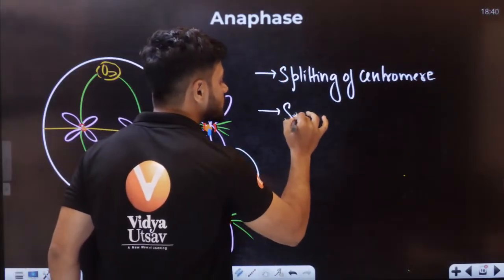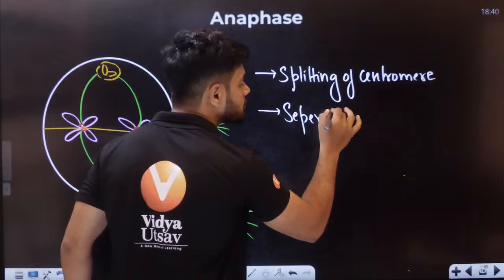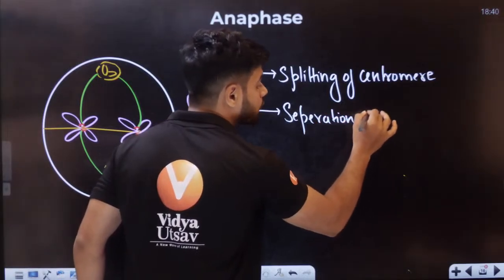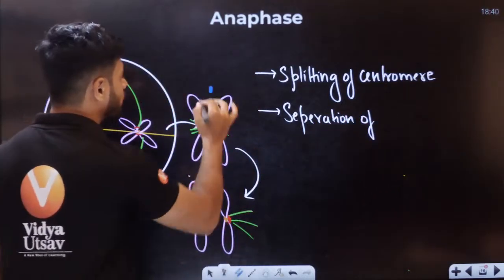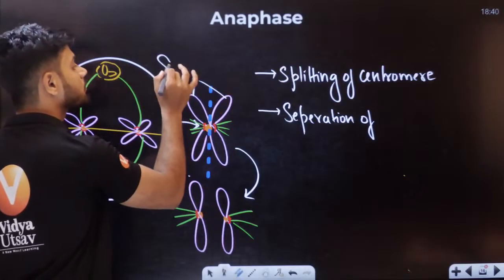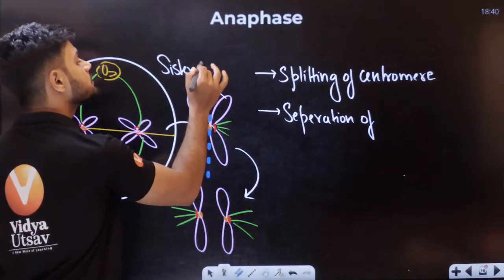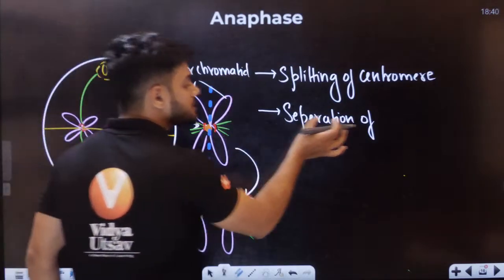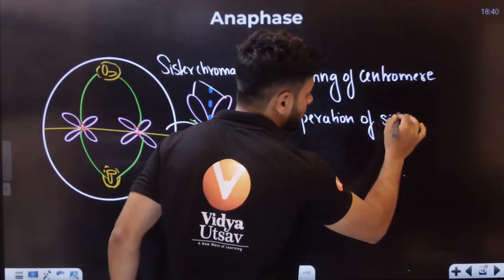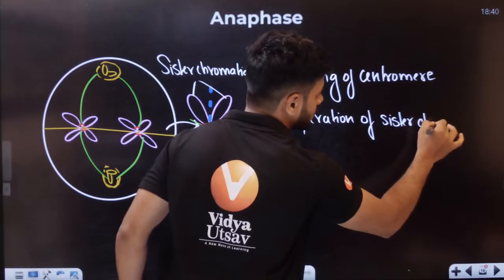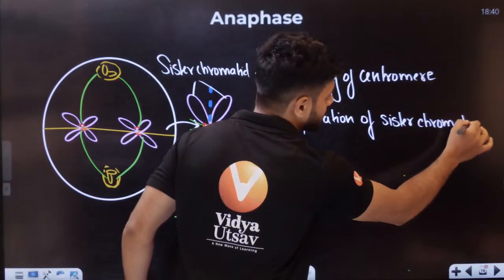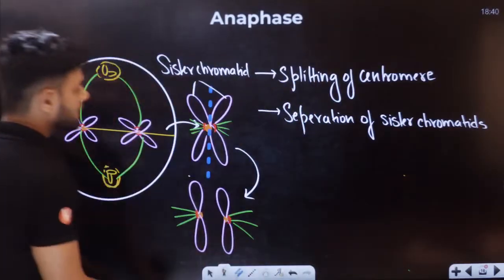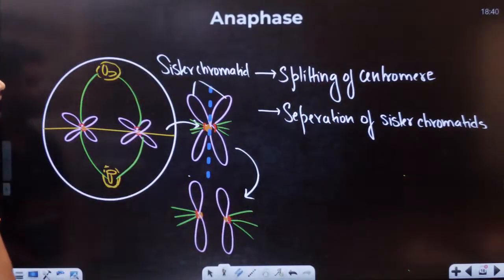There is separation of, these are called, students, what? These are called sister chromatids. Yes or no? Sister chromatids. There is separation of sister chromatids. So these sister chromatids will separate open right now.